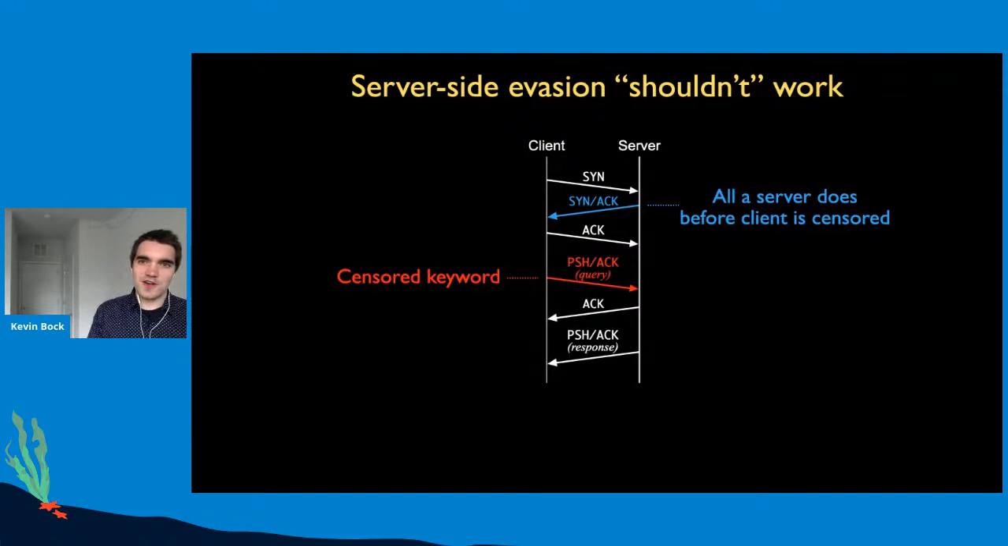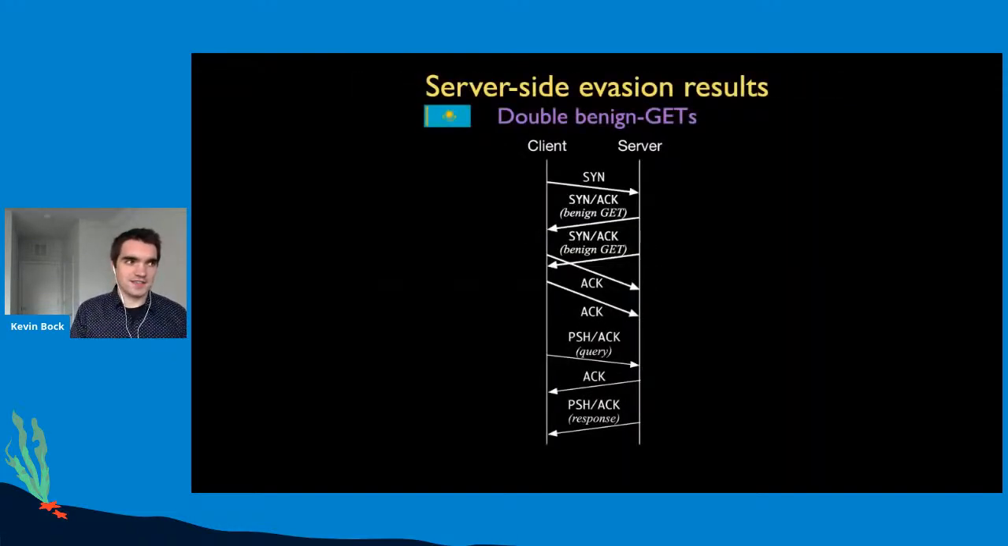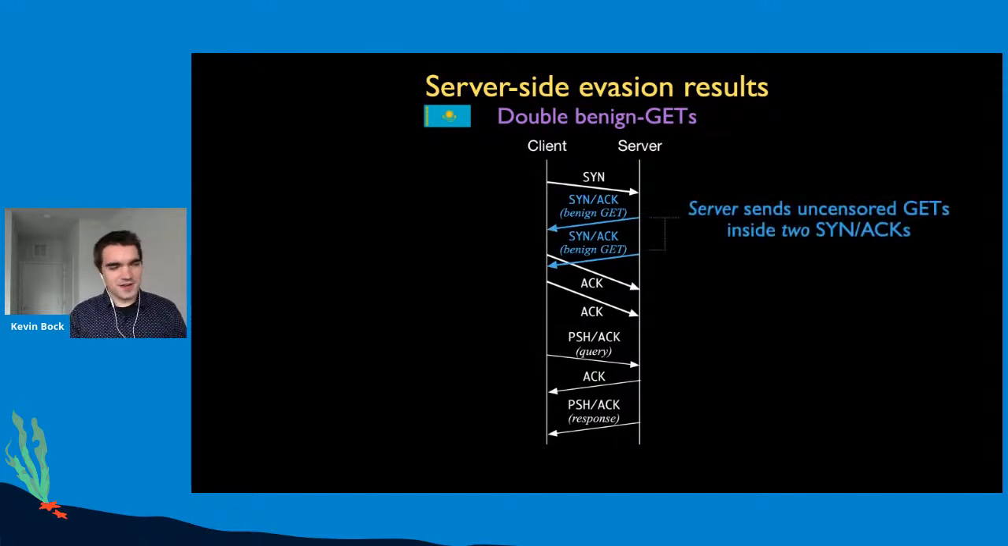So the first one I'm going to talk about is what we call the double benign GET strategy in Kazakhstan. So we have our client and our server. And this is a little different. The client sends a SYN. And instead of the server responding with 1 SYN-ACK, it sends 2 SYN-ACKs. And on each SYN-ACK, it attaches an innocuous, uncensored GET request. Now, obviously, the client is not going to respond to a GET request that's attached to a SYN-ACK.